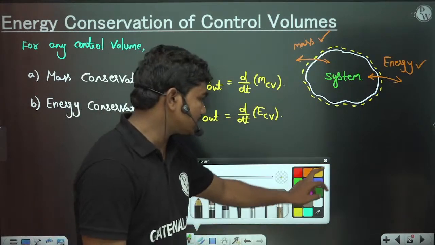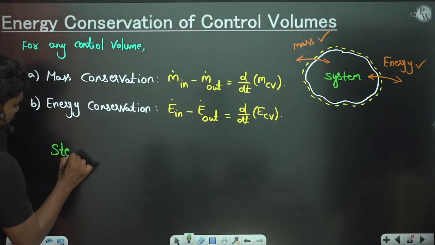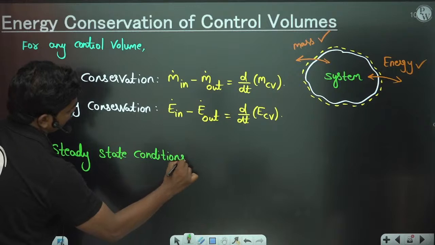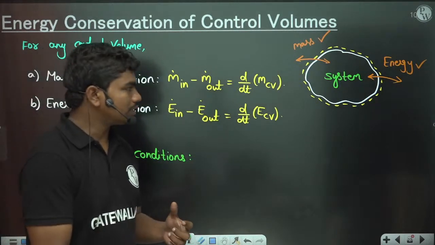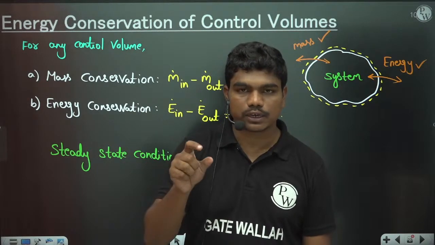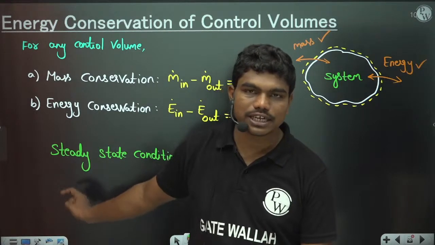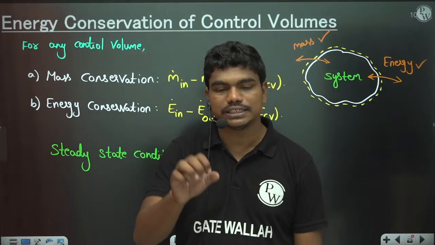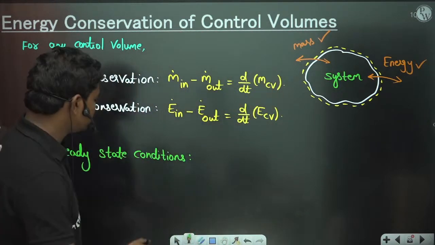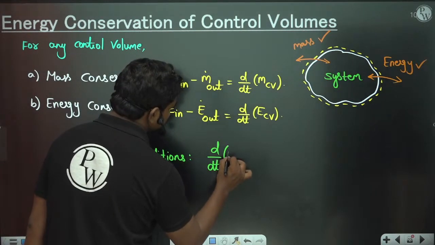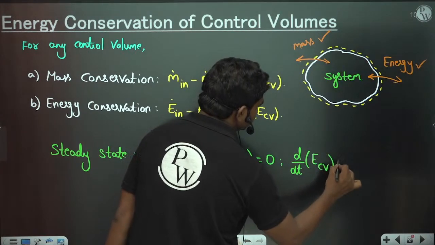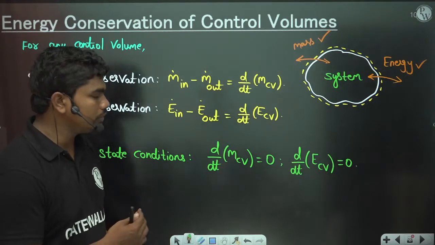Now we will define something called the steady state conditions. What are the steady state conditions actually? Normally we use this word steady. What is the meaning of steady? If things are steady, the rate of change of those quantities with respect to time is what? Let us suppose some flow or any situation is steady in state, then what is the time rate of change of the quantities? 0, correct? So the time rate of change of quantities is 0 in that case. Therefore, d by dt of mass of the control volume is 0, and d by dt of energy of the control volume is also 0 in this case.